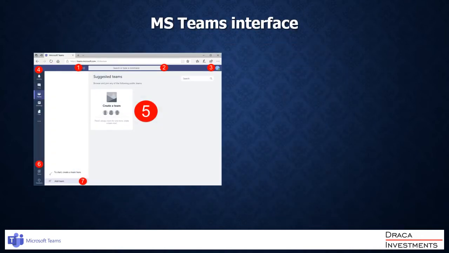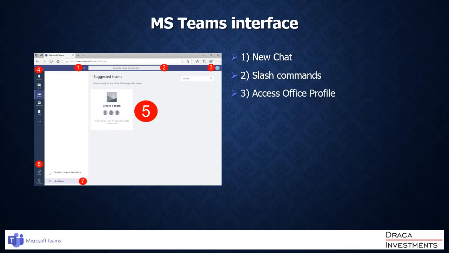Let me explain the screen layout to you. At the top you will find the new chat button indicated here with a 1. The search bar alongside also allows you to use the / commands. These are often quicker than using the mouse. At position 3, this is where you can edit your profile, change your picture, and add personal information.